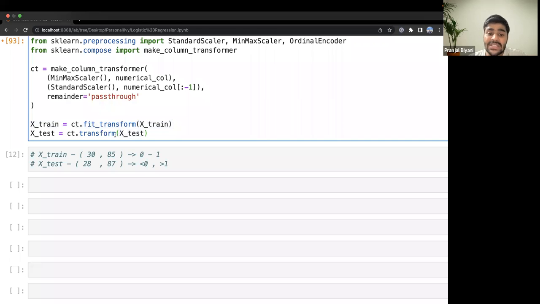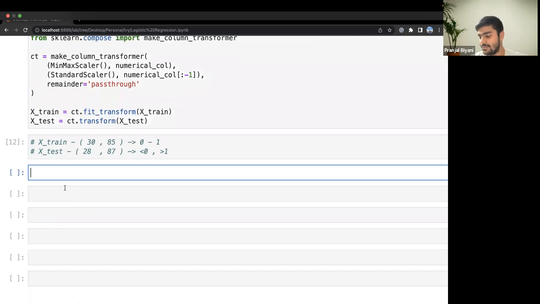So test data पे सिर्फ transformation लगेगा. Fitting जो होगी वो trained data पे होगी. So trained data में fitting होती है and then transformation होता है. Test data पे सिर्फ transformation होता है. Is that clear? Any questions, guys? It's good to stop here and ask any questions if you have any.